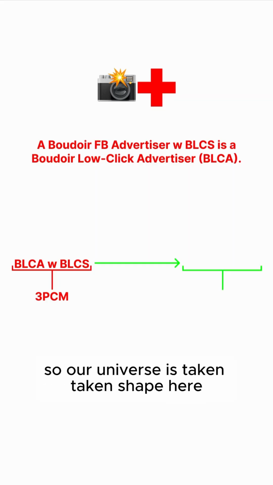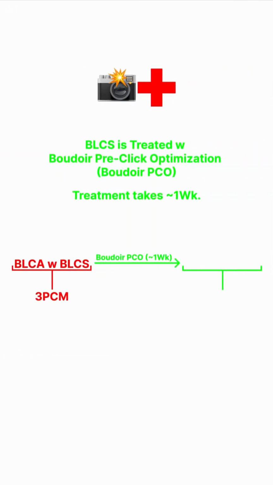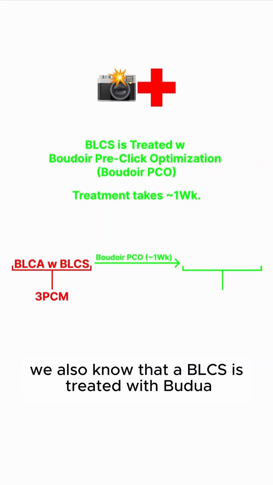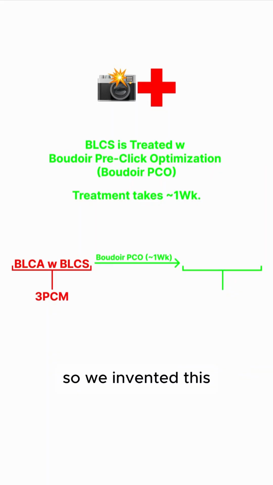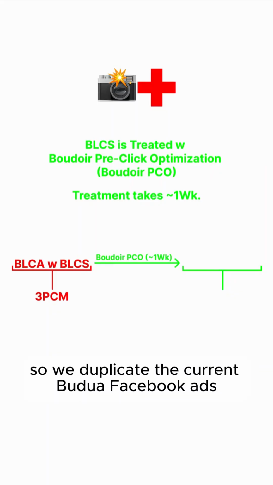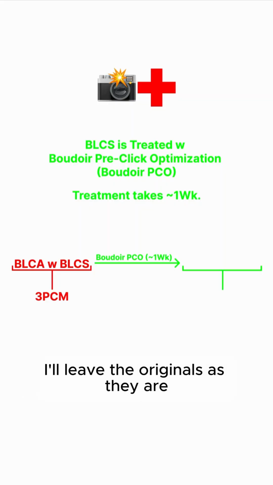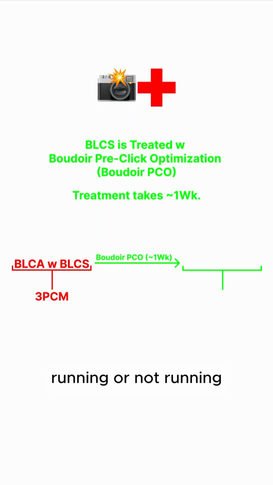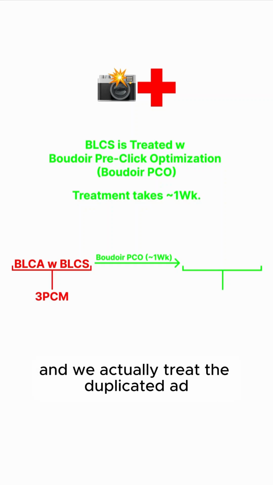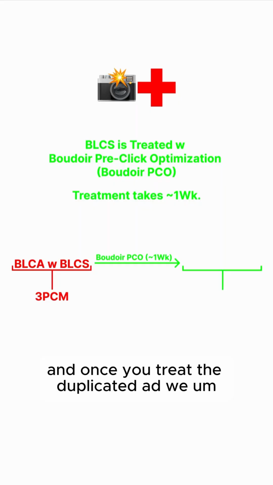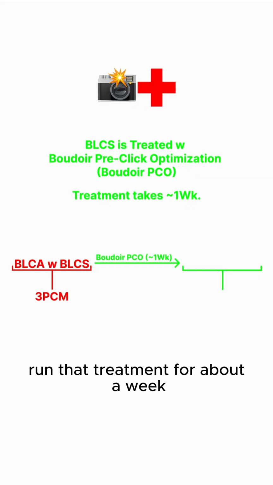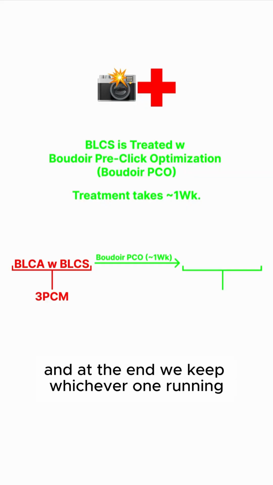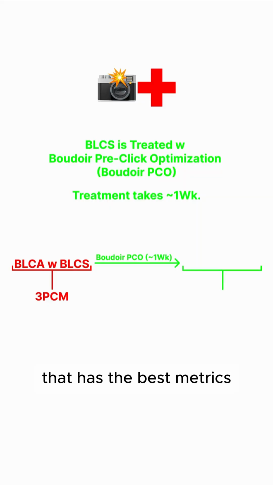So our universe is taking shape here. We also know that BLCS is treated with Boudoir pre-click optimization, aka Boudoir Pico, and treatment takes about a week. So we invented this. We duplicate the current Boudoir Facebook ads, leave the originals as they are, running or not running, and we actually treat the duplicated ad. We run that treatment for about a week, and at the end, we keep whichever one running has the best metrics.